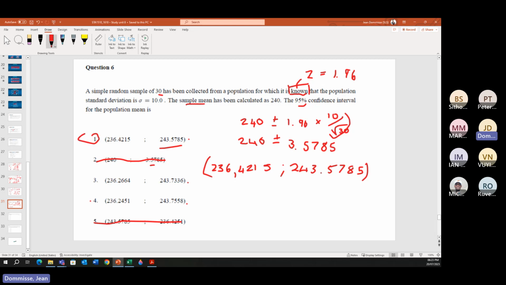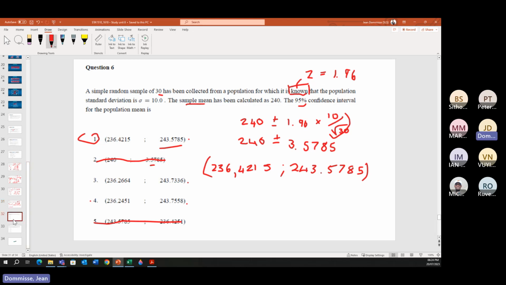But again, basically, in the sentence, they told us it's known. We know that we're working with Z. They tell us it's 95% confidence interval. Then we know the Z is 1.96. And then we just need to work out the margin of error component to it as well.